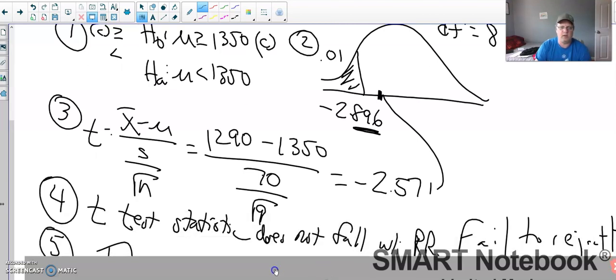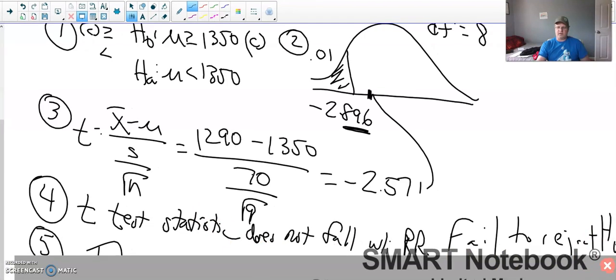The T-test statistic does not fall in the rejection region. You have to tell me that: the T-test statistic does not fall in the rejection region, or it does fall in the rejection region. This is step 4. Since it does not fall in the rejection region, you fail to reject the null hypothesis. I don't know if you can see that over here. Fail to reject the null hypothesis.